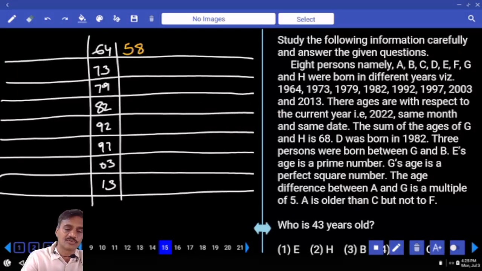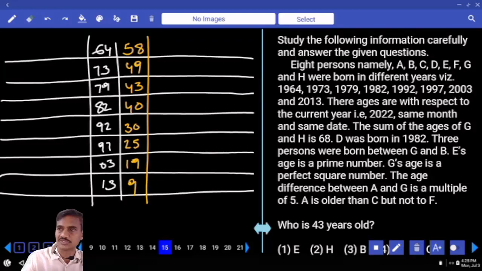Then 64 plus 9 and 58 minus 9, 49, and 73 plus 6 minus 6, 43, plus 3 minus 3, 40, and plus 10 minus 10, 30, plus 5 minus 5, 20, and here plus 6 minus 6, 90, here plus 10 minus 10, 9. Now these are the ages of these persons.